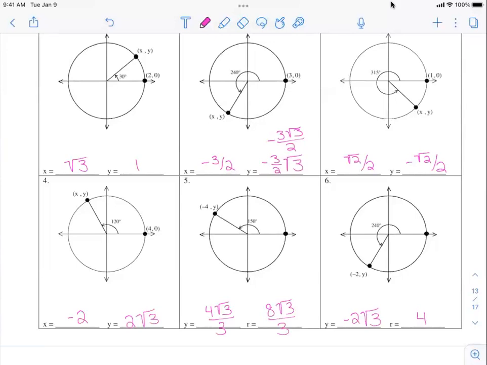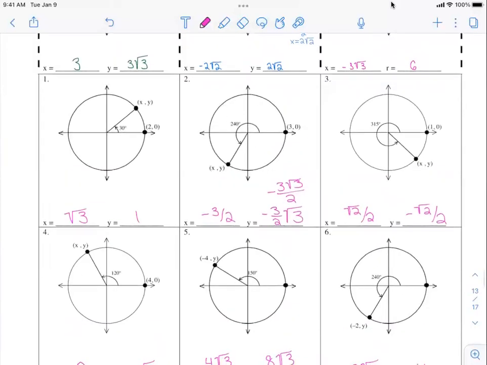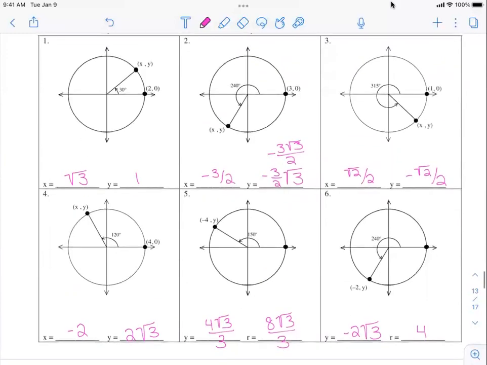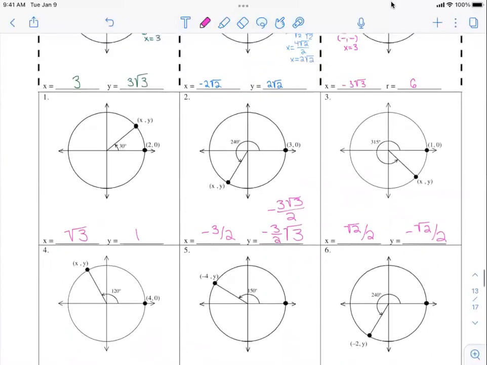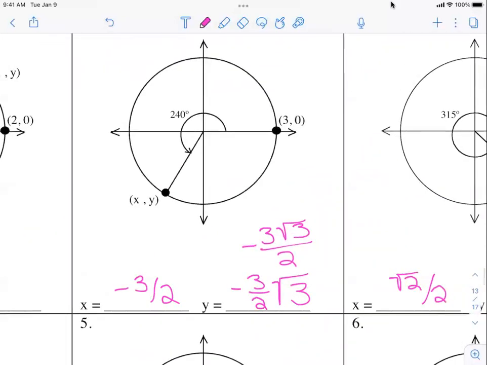We did one very similar to one. Maybe we'll take a look at, let's take a look at 2. Okay, so 2, first of all, if you got all the answers correct, you don't have to listen to me because that means you know what you're doing.